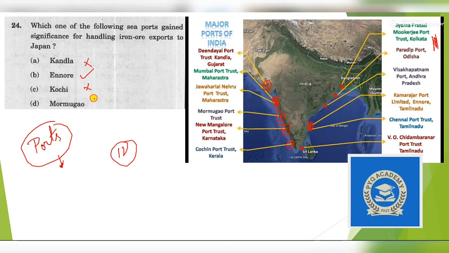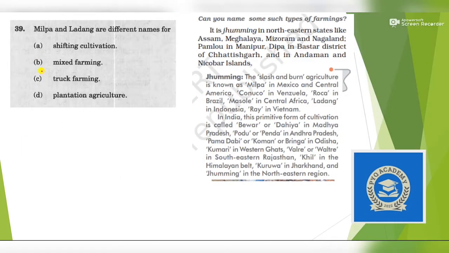So it is also on the western coast. So we are left with our option, Ennore. Okay. Next question, Milpa and Ladang. The question related to different names of shifting cultivation has been asked a number of times.